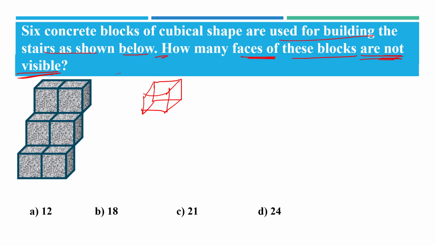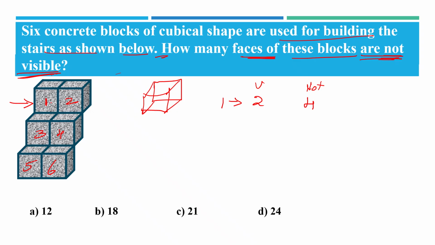Am I correct? So let me number the cubes here: 1, 2, 3, 4, 5, 6 cubes. And as you see, only two faces of cube 1 are visible. One is the front part and the other one is the top. So cube 1 has two faces visible, which means four faces are not visible.